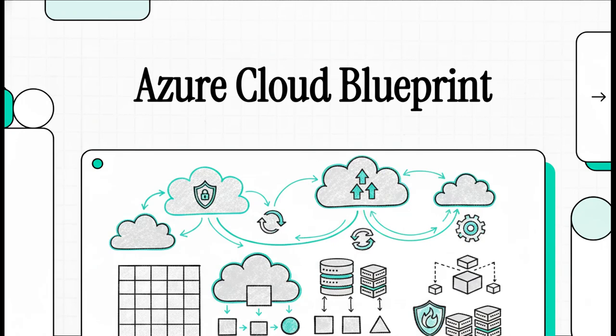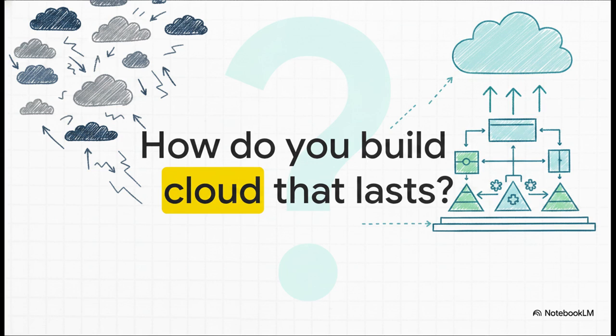Welcome to this explainer. If you've ever found yourself staring down a massive, tangled mess of spaghetti architecture, or felt that crushing weight of technical debt that happens when organizations just scale without a real plan, well, you're in exactly the right place. Today, we're going to transform Microsoft's interlocking cloud frameworks into a highly practical blueprint for building a secure, scalable Azure environment. We're cutting right through the noise and breaking down exactly how all these pieces fit together into actionable insights. So let's kick things off with a pretty fundamental question.